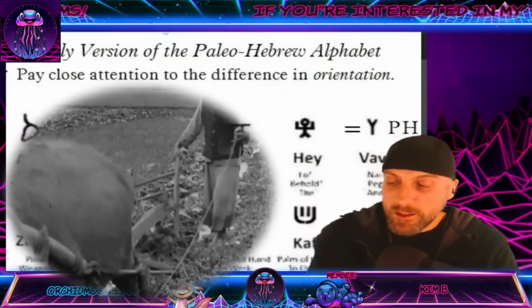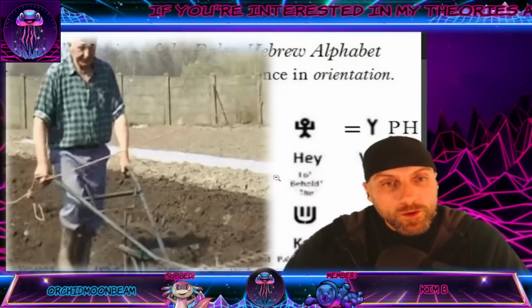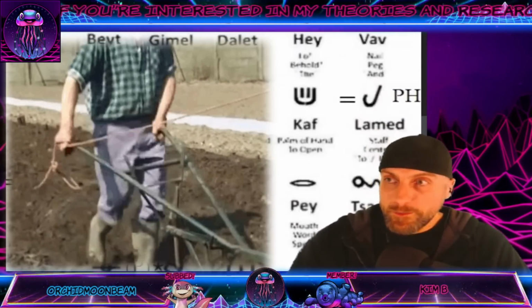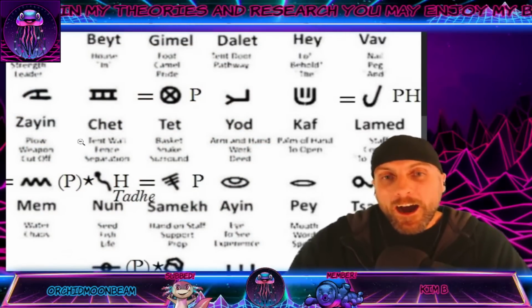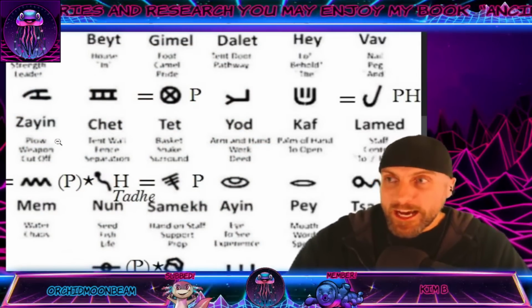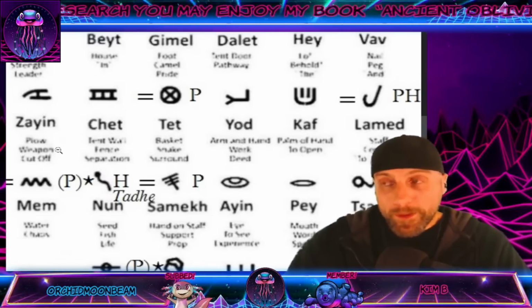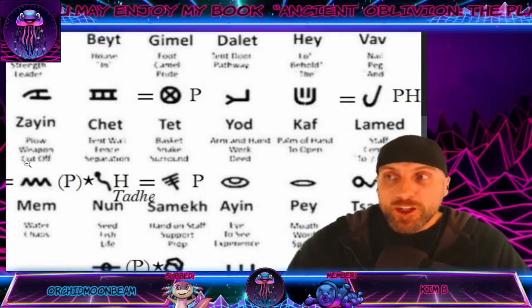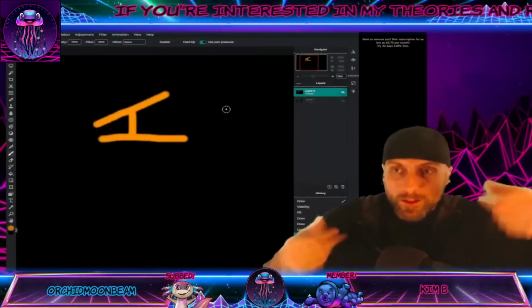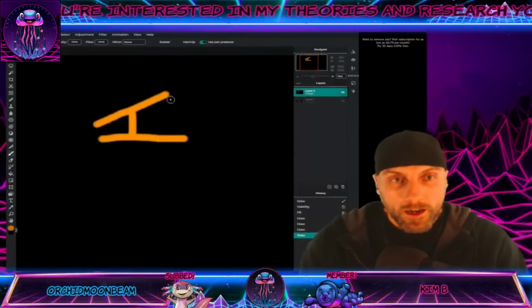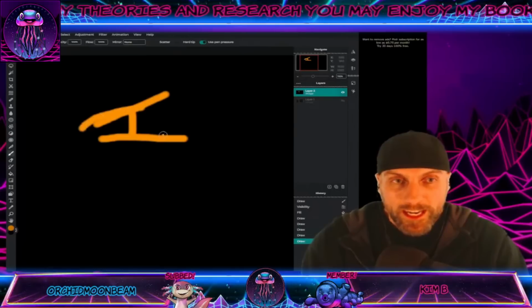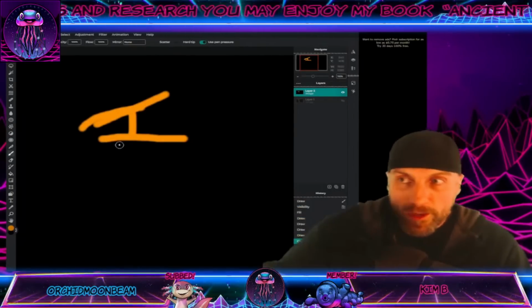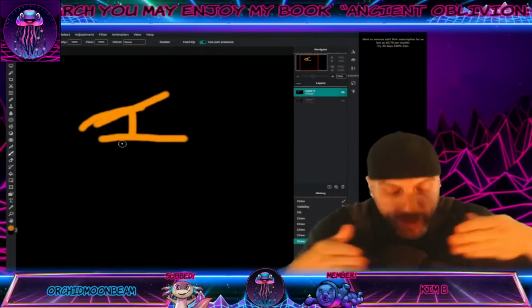This is interesting. Let's look at some other examples of it. So let's find Zayin. Here it is over here. You can see that top portion curves downward again. Plow. You see that? Plow, weapon sometimes, and then cut off. These people would hold onto the handles and they would plow, which is why this top portion is curved downward, right? It would plow the earth. It would divide the earth. It would cut the earth.